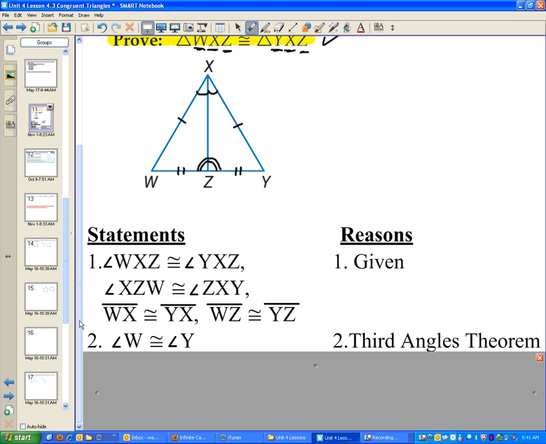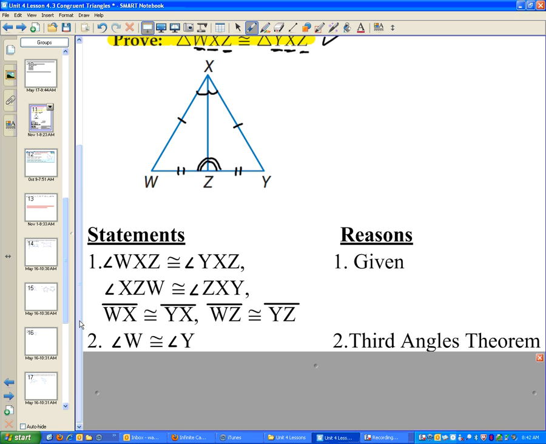My reason, well, it's not given to me, so it's not given. I can use a definition. Well, there's not a definition that tells me those 2 angles are congruent. I don't know what their measures are, so I can't do that. I can use a postulate. I don't have a postulate that says it. A theorem, I do have that. The third angles theorem tells me why angle W is congruent to angle Y. Do you see that? Look at the figure.